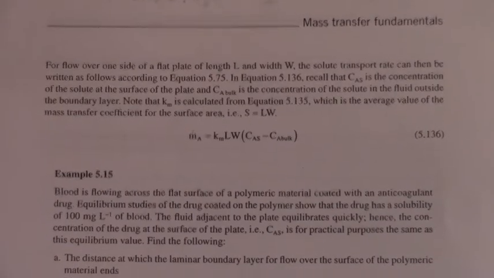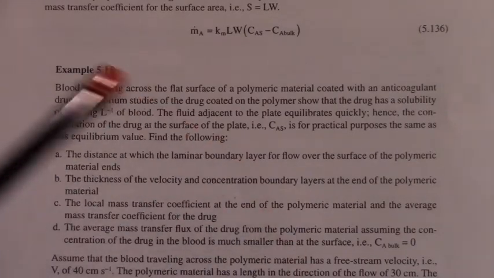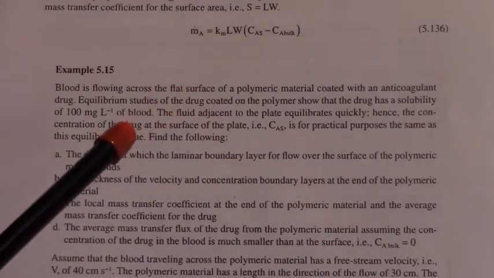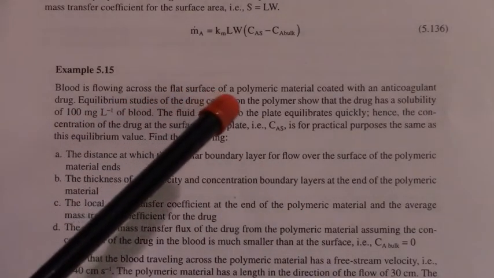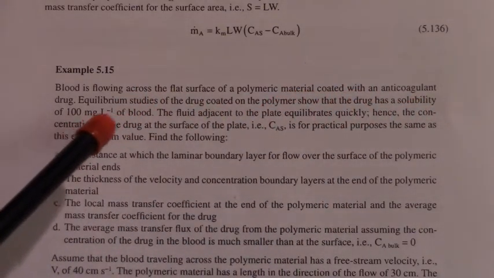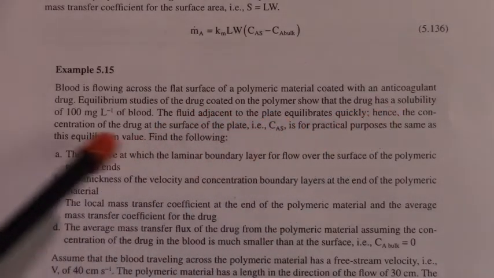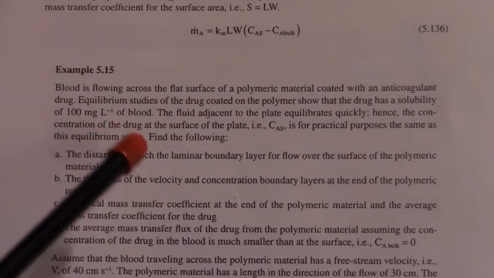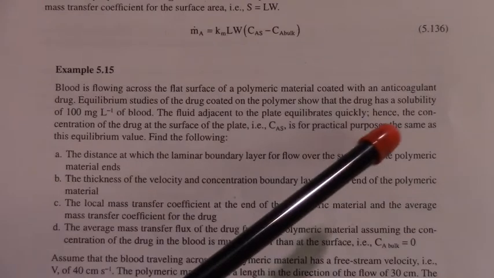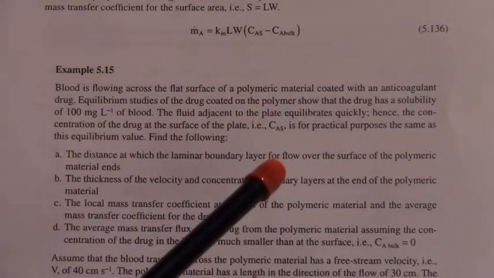So let's see how we put numbers into all of this. That's what's shown in example 5.15. It just gives us a chance to crank through some numbers. Imagine you have blood flowing across a flat surface of a polymeric material coated with an anticoagulant drug. Equilibrium studies of the drug coated on the polymer show that the drug has a solubility of 100 milligrams per liter of blood. The fluid adjacent to the plate equilibrates quickly, hence the concentration of the drug at the surface of the plate is CAS.